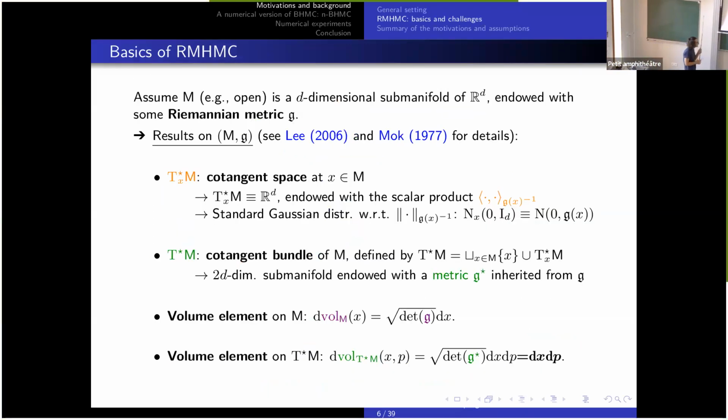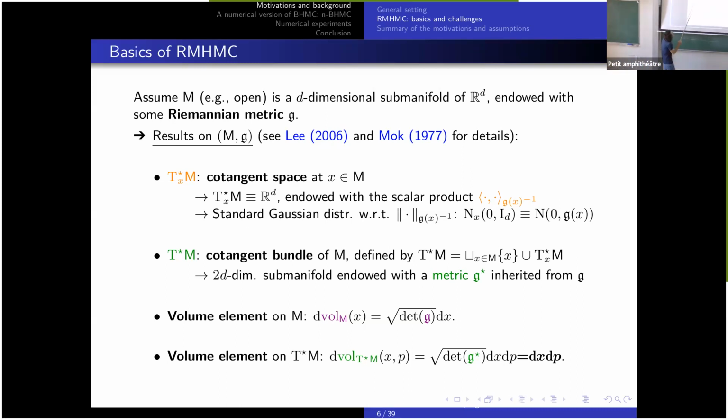So what is a metric? Here is a quick introduction about this notion. I will not give you a full course about it, but just give you the intuition and the idea of how HMC can be extended to Riemannian spaces.